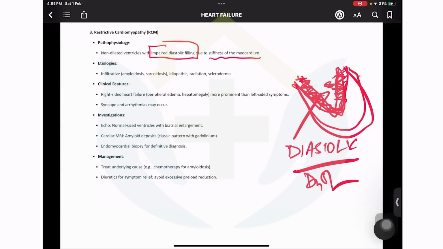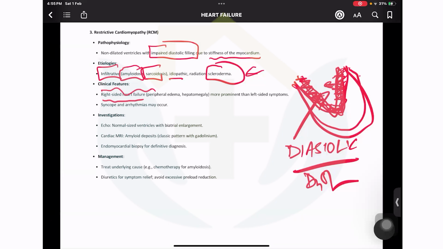So the etiologies are when the muscle is infiltrated by some substances like amyloid, sarcoid, and sometimes we don't find anything. Sometimes it's eosinophilic fibrotic myocarditis, or scleroderma even can lead to this. Okay. So the clinical features are right-sided heart failure.